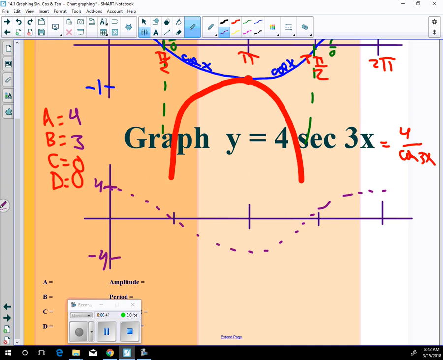B is 3. Now, cosine, is it pi over b or 2 pi over b for cosine? One complete cycle is 2 pi. So the period is going to be 2 pi over 3. So one complete cycle is 2 pi over 3. Half that's pi over 3. And then this is 0. So far, so good?